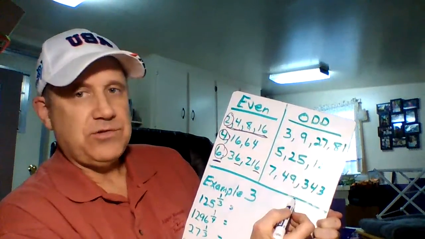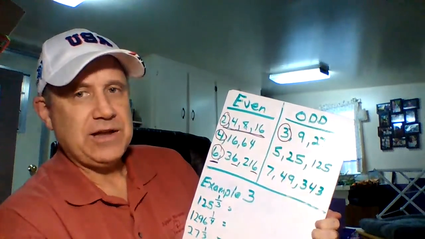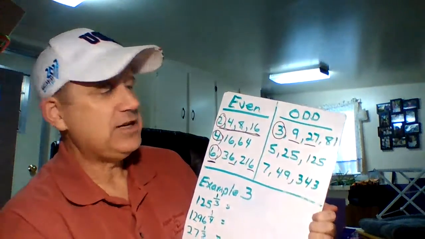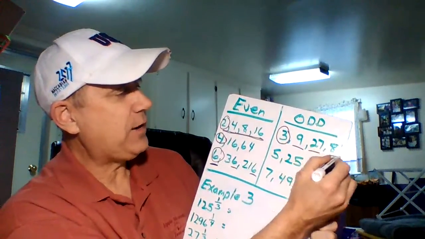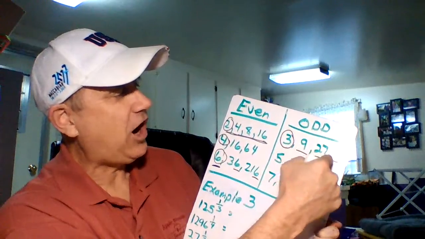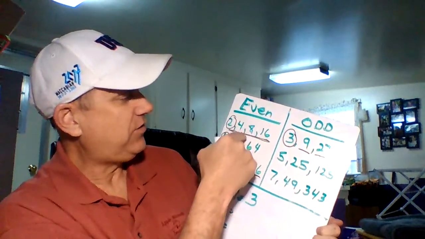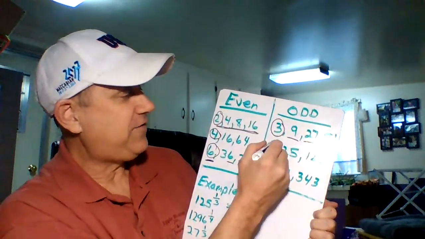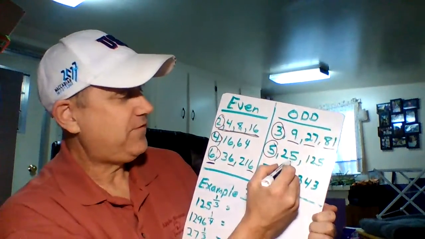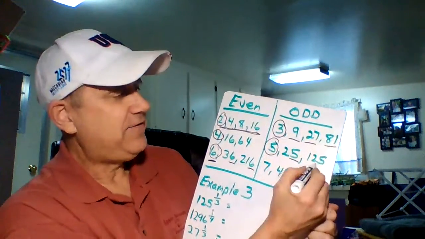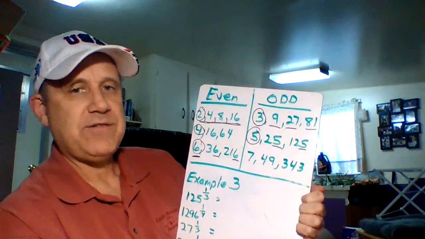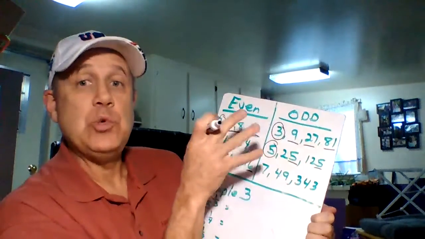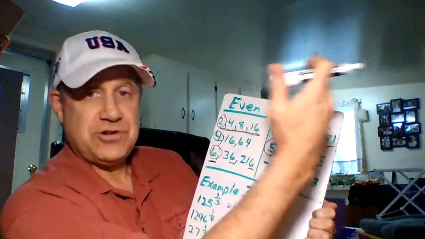Let's look at the odd ones. If 3 is our base, 3 squared is 9. 3 to the third power is 27. 3 to the fourth power is 81. They all end in odd numbers. Just like our even ones all end in even numbers. Take a look at 5. What do 5s end in? 5 squared is 25. 5 to the third power is 125. Write these down on your homework sheet so you know what your factors are going to be.